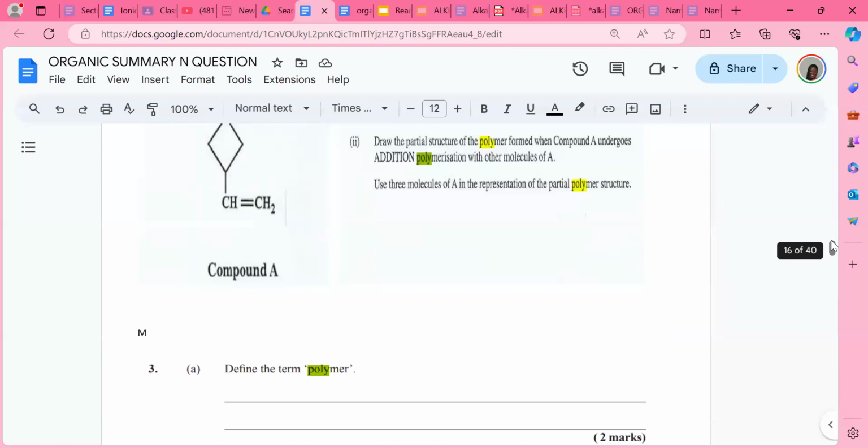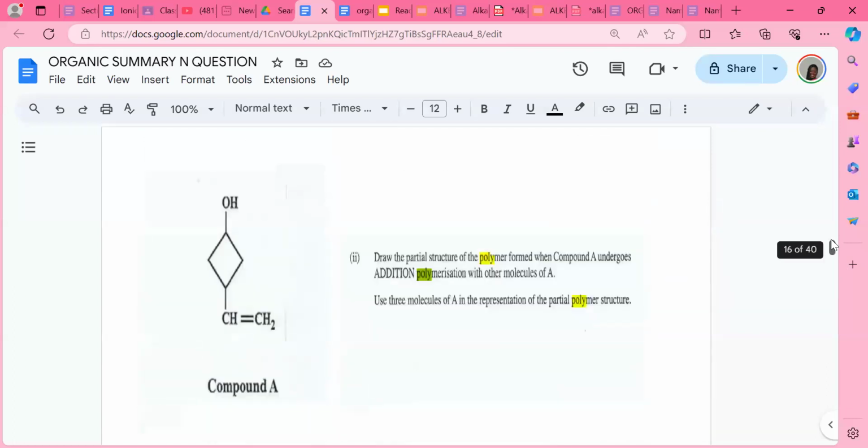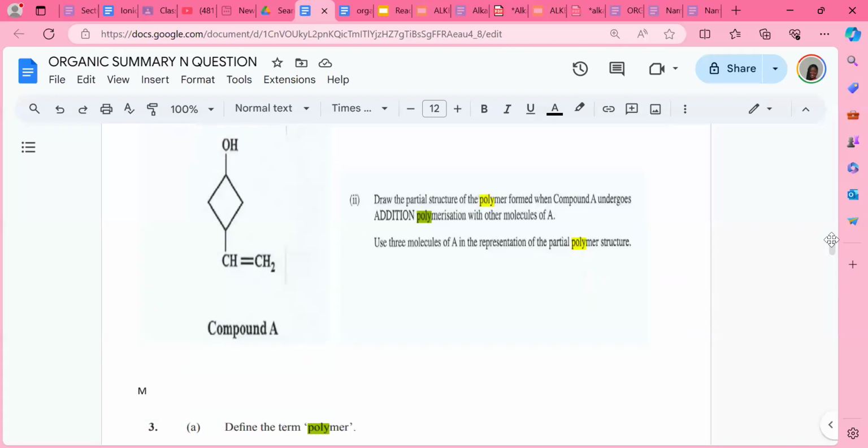All right, when this comes, this is always problematic. I'm just going to do it. So there is a monomer, compound A. It says draw the partial structure of the polymer formed when compound A undergoes addition polymerization with other molecules of A. We cannot just use the condensed structure; we have to draw the entire structure. So when I draw the entire structure, it is going to look like this. This is how the monomer actually looks.